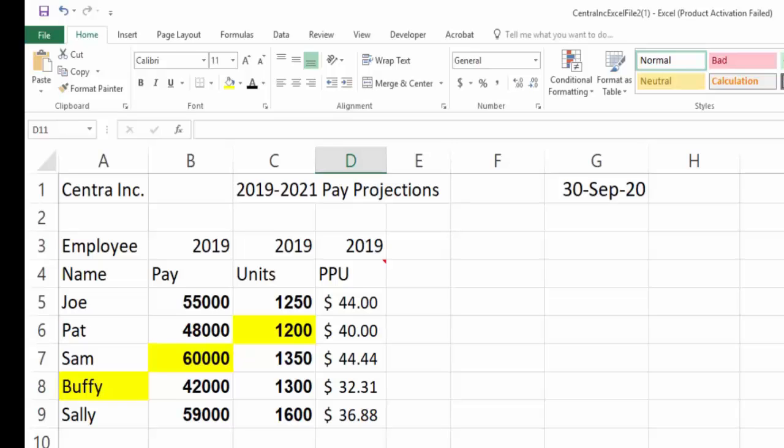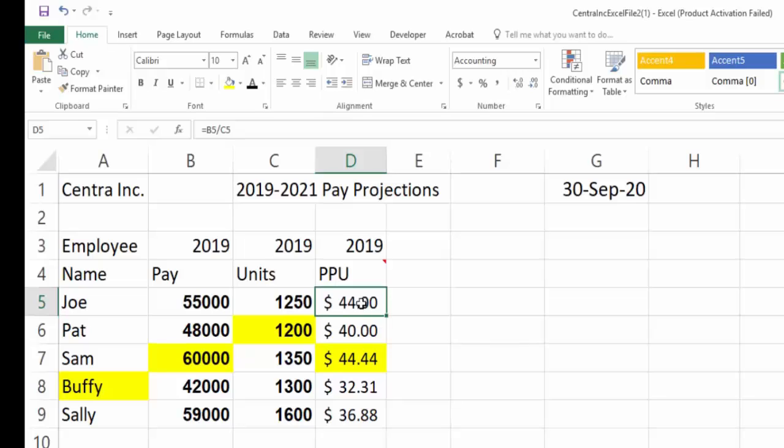So in this case, Sam is the highest PPU. Sam costs me more per unit than anybody else. So we can terminate Sam. But it's not just the number that we're worried about today. Look at the next highest one.